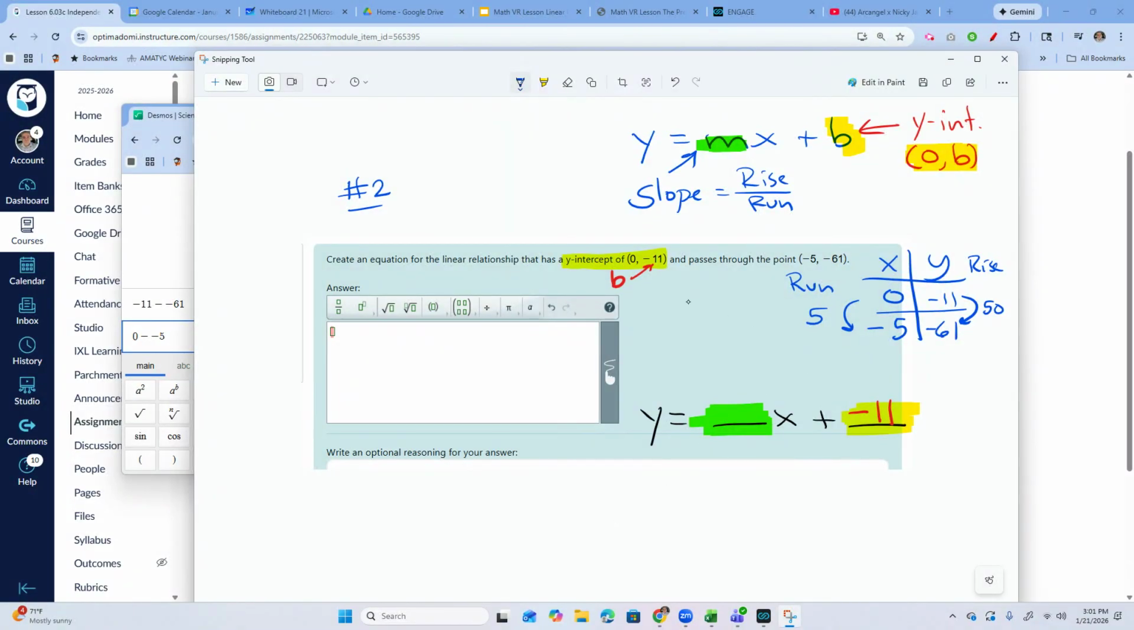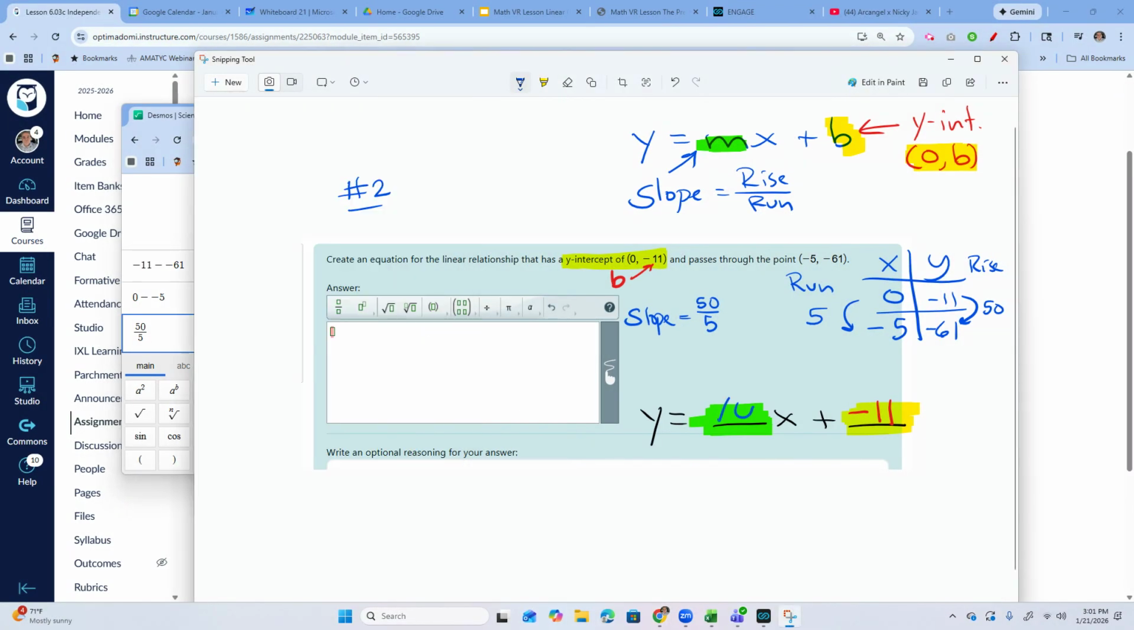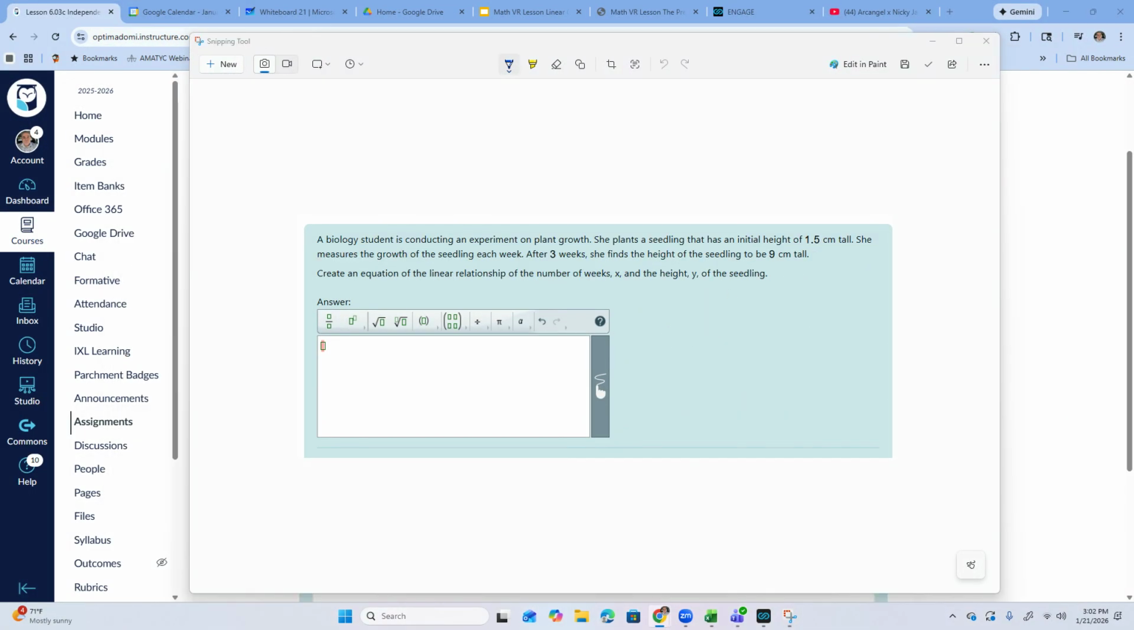Okay. And now we're going to do the slope, which is rise over run. The rise is 50. The run was 5. And when you put this in the calculator, 50 over 5, you can see I got 10. So my slope here is 10. And that's how you do problem number 2. Okay, let's go to the next problem.